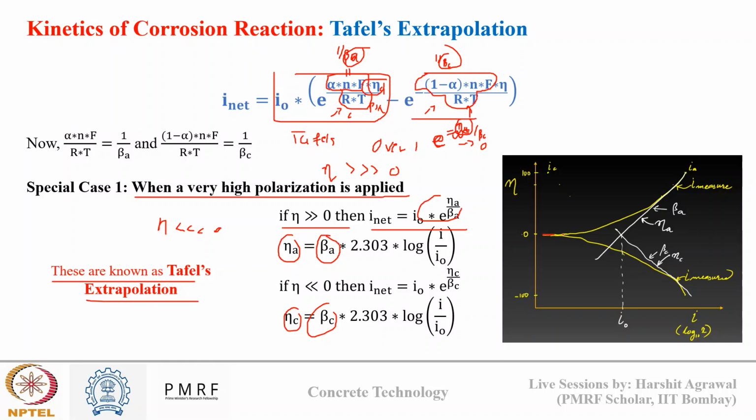You can see here, this is the original equation that we got from the Butler-Volmer equation. When I apply eta very positive, so when eta is very large, the equation becomes like a straight line, and the slope of the straight line is nothing but the Tafel parameter. So this is Tafel's extrapolation that helps us to get the Tafel parameter, which defines the current versus potential relationship when there is very high polarization applied.